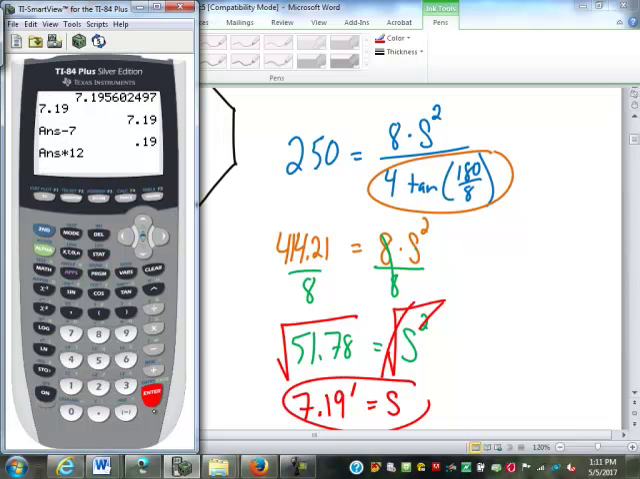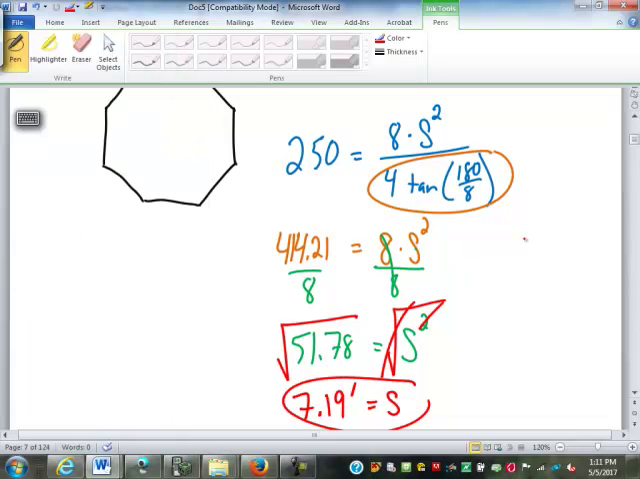0.19 times 12 is 2.28 inches. Subtract the 2, and 0.28 times 16 is 4/16. So that is 7 feet, 2 and 4/16, or 2 1/4 inches. That's how long each side can be.